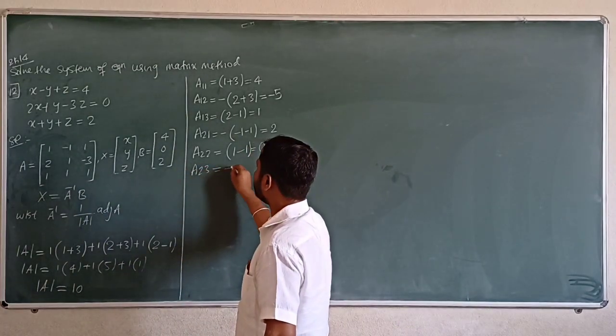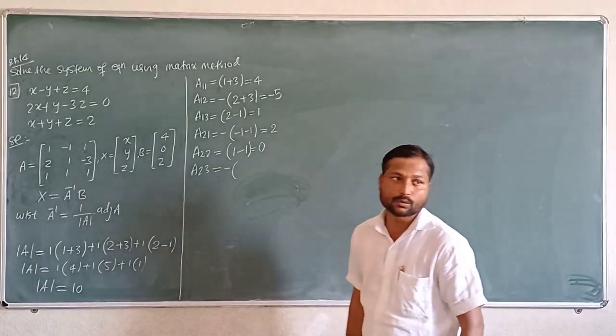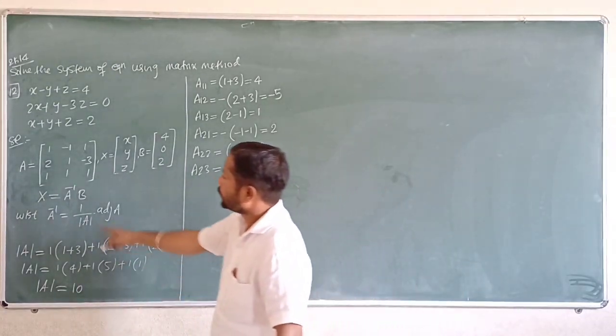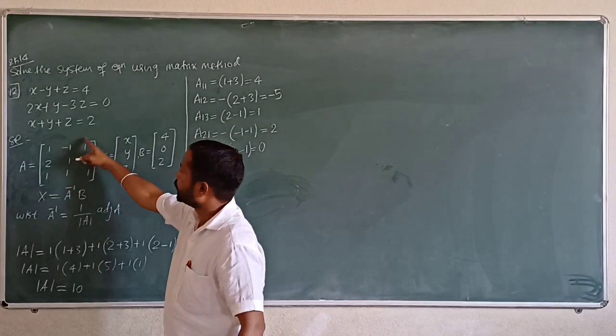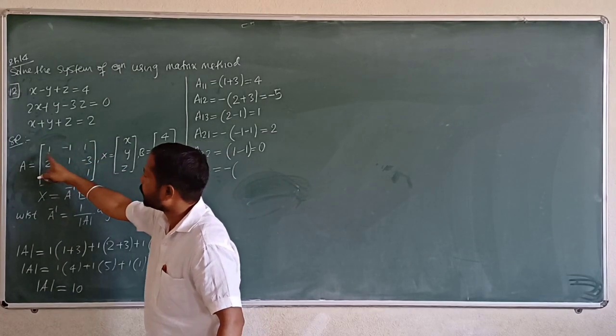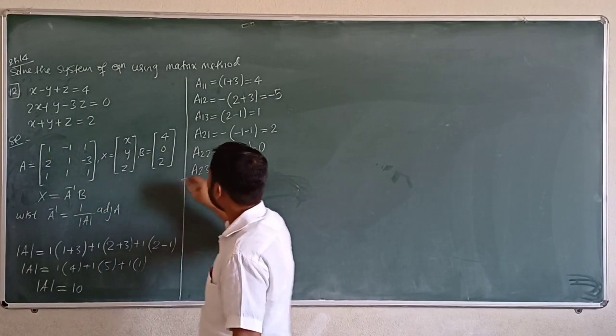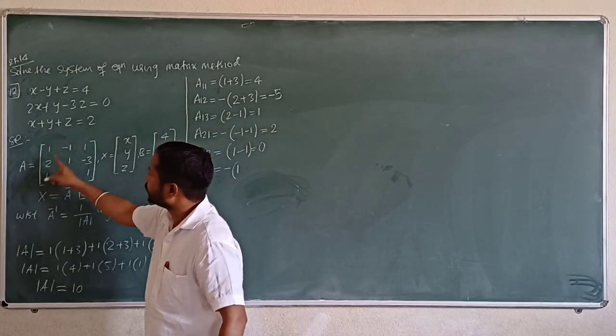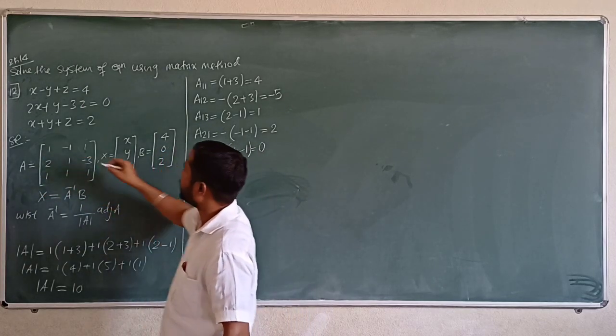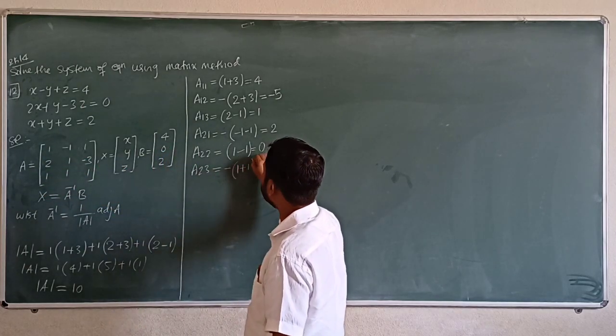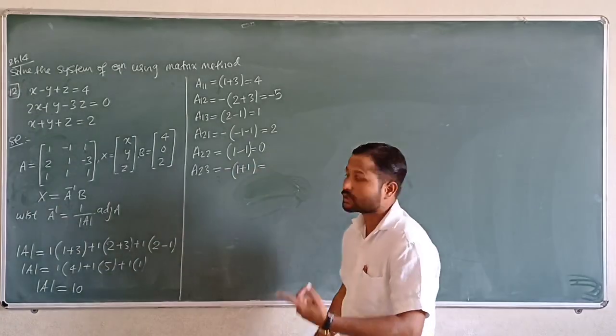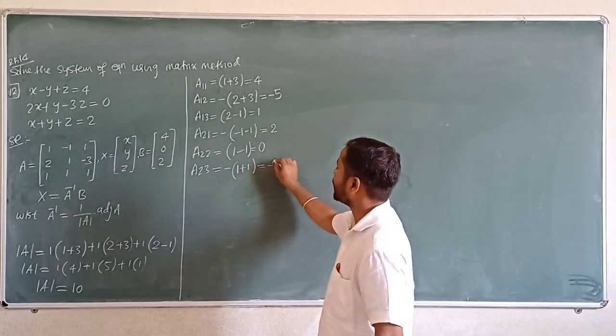Take up A23 here. A23 is positive or negative? Negative. Better. Take negative here. Delete the second row, third column. Then 1 ones are 1. Okay, plus into minus, minus, minus into minus, plus. 1 ones are 1. 1 plus 1, 2. Which 2 here? Back side, it is minus 2.